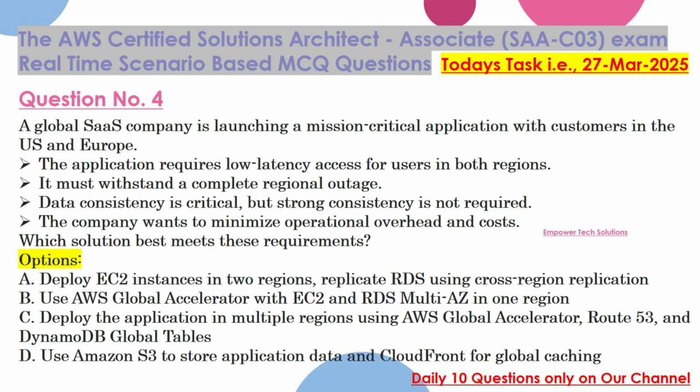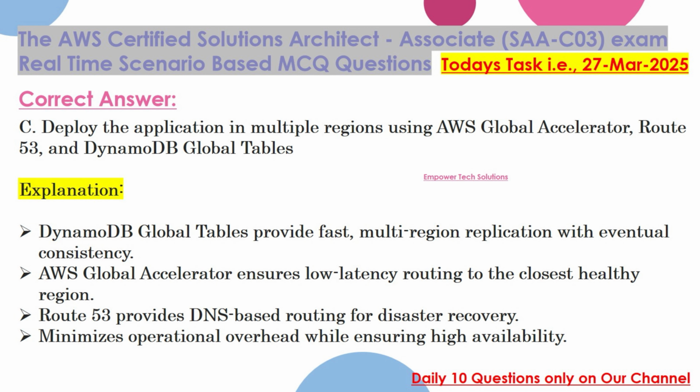Options: A. Deploy EC2 instances in 2 regions, replicate RDS using cross-region replication. B. Use AWS Global Accelerator with EC2 and RDS Multi-AZ in 1 region. C. Deploy the application in multiple regions using AWS Global Accelerator, Route 53, and DynamoDB global tables. D. Use Amazon S3 to store application data and CloudFront for global caching. Correct answer, C. Deploy the application in multiple regions using AWS Global Accelerator, Route 53, and DynamoDB Global Tables.